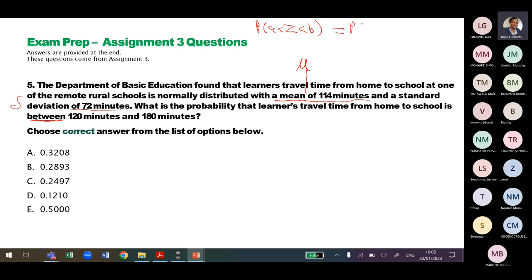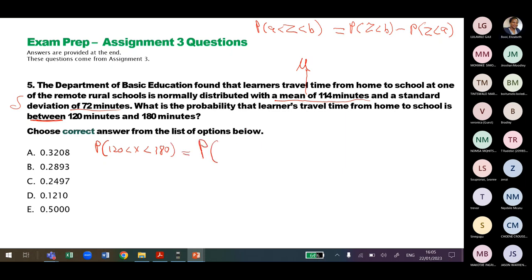The between rule says the value I find on the table for B minus the value I find on the table for A. So you do the same. So let's standardize this. It says it's between 120 and 108. So if we need to standardize this, our formula will be X minus the mean divided by the standard deviation.